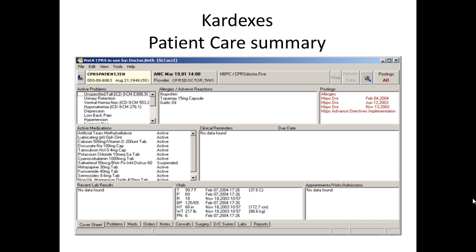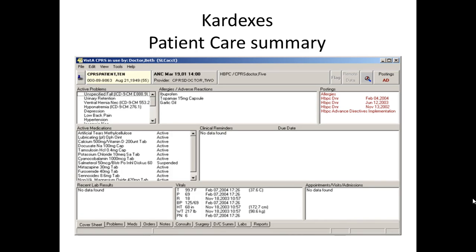So it gives a summary of basic patient information, and can give a summary of nursing duties as well. If you look at the screen here, this patient care summary talks about the patient's active problems, active medications that they're taking, any allergies they have. You can also find their meds, any consult orders. This one actually has their vital signs listed.